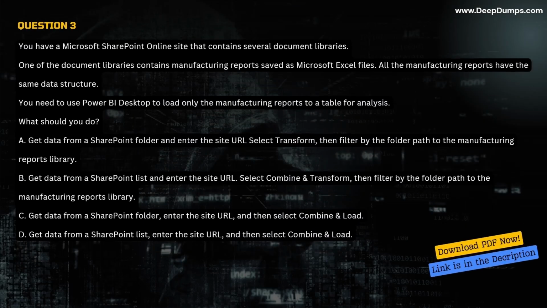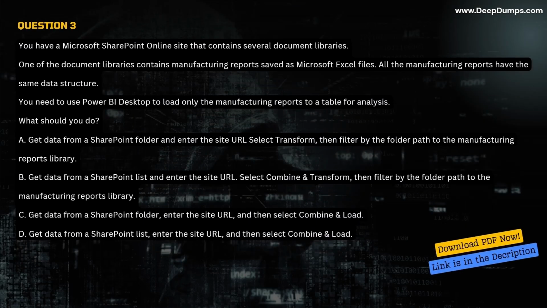Question 3. You have a Microsoft SharePoint online site that contains several document libraries. One of the document libraries contains manufacturing reports saved as Microsoft Excel files. All the manufacturing reports have the same data structure. You need to use Power BI Desktop to load only the manufacturing reports to a table for analysis. What should you do?